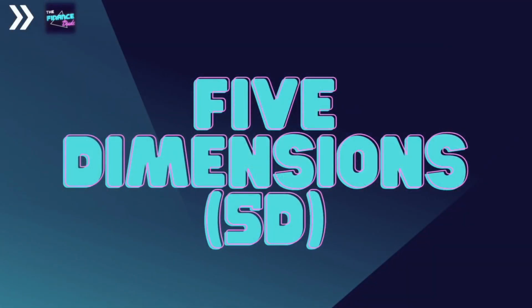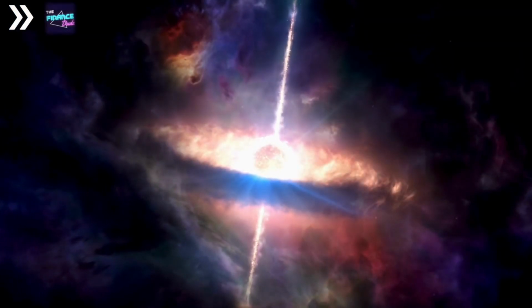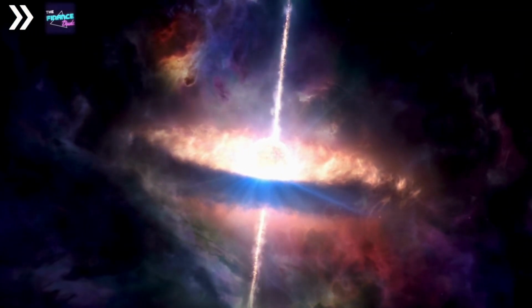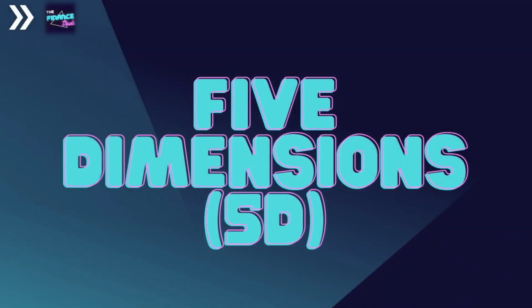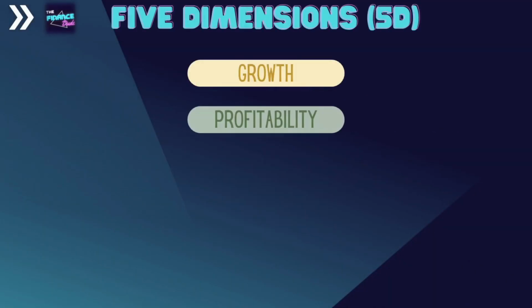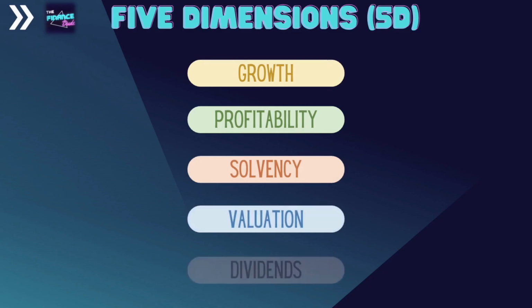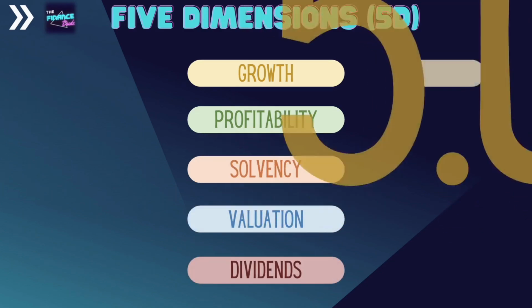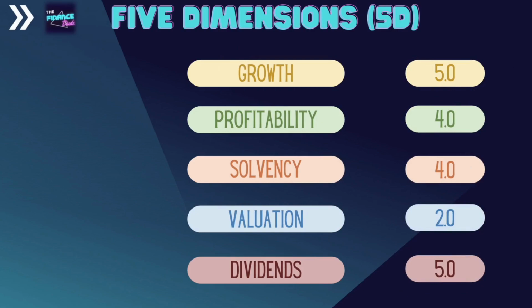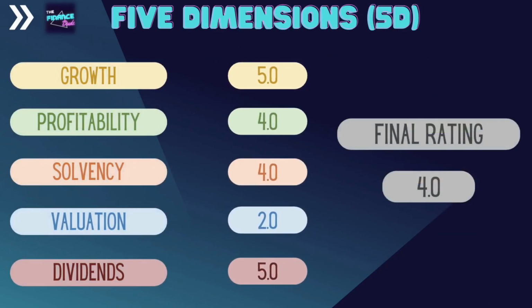For this group of ratios and metrics, I developed a method called 5 dimensions or 5D. No, I'm not a physicist attempting to connect gravity and electromagnetic force into a yet undiscovered 5th dimension. 5D are 5 key areas of a firm: growth, profitability, solvency, valuation, and dividends. I will attribute a rating to each one of the components of these dimensions, and in the end, I will average everything and get the final rating.